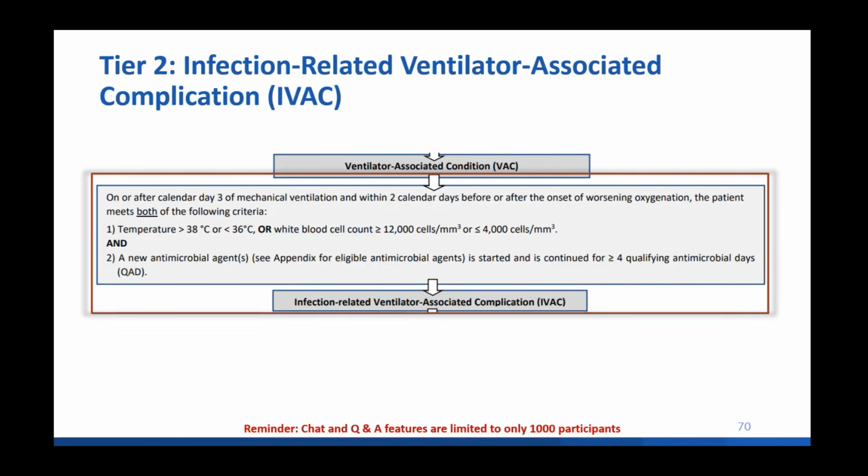So once VAC is met, on or after calendar day 3 of mechanical ventilation and within 2 calendar days before or after the onset of worsening oxygenation, so within the VAE window period, the patient meets both of the following criteria to meet IVAC. First, an abnormal temperature or white blood cell count. Second, a new antimicrobial agent from the list of eligible agents in the appendix is started and continued for at least 4 qualifying antimicrobial days. And I'll go over both of these elements in greater detail over the next several slides.